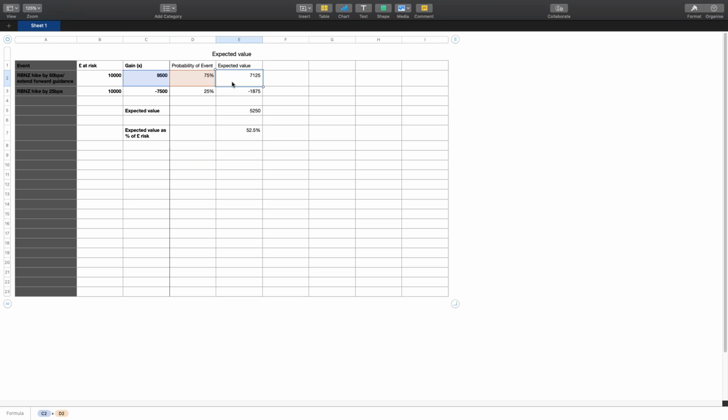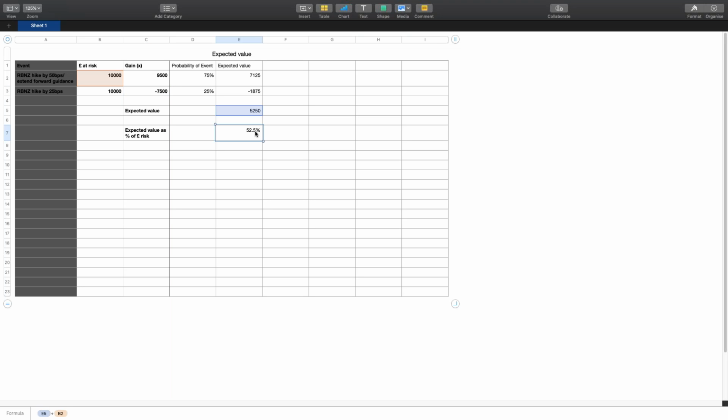Then you multiply the gain by the probability, and that gives you the expected value. Then when you've got the expected value, you divide it by the amount you've got at risk. Don't worry, I will show you how to do this. So you divide the expected value by the amount you've got at risk, and that tells you the expectancy.